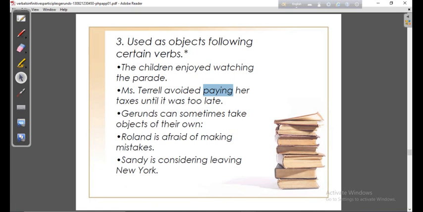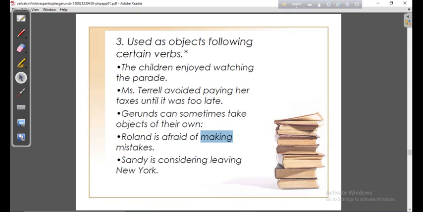Gerunds can sometimes take objects of their own. Gerunds can also take some other objects of their own. Roland is afraid. Afraid is the main verb here. Okay, and of is the preposition, and making is the gerund, because it is now the object of the preposition of. But sometimes these gerunds can take another object of their own.